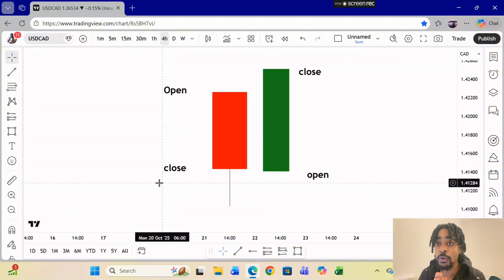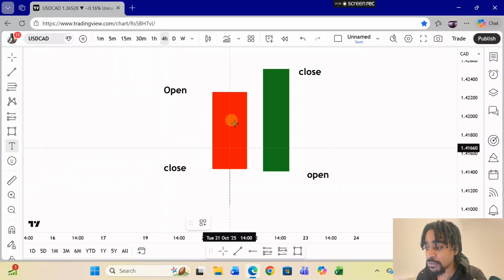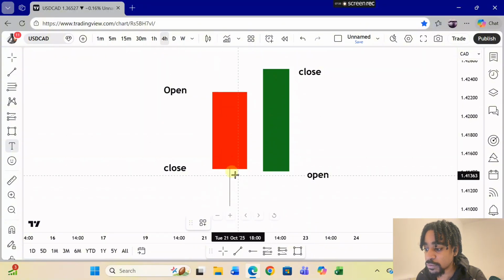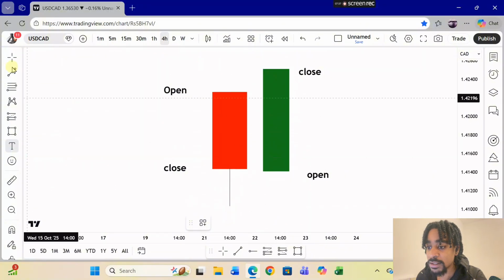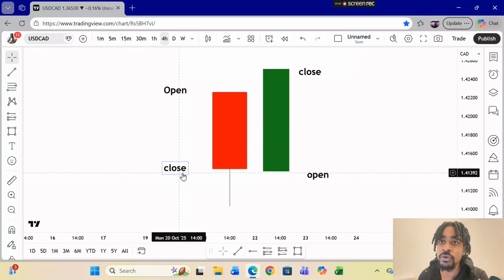So we've got the open, the body, and then the close, and then we have wicks. So this right here will represent the body. Same with this right here will represent the body. And then these lines that you see after the body, they represent wicks, which is where price tried to move to, but couldn't actually move further.